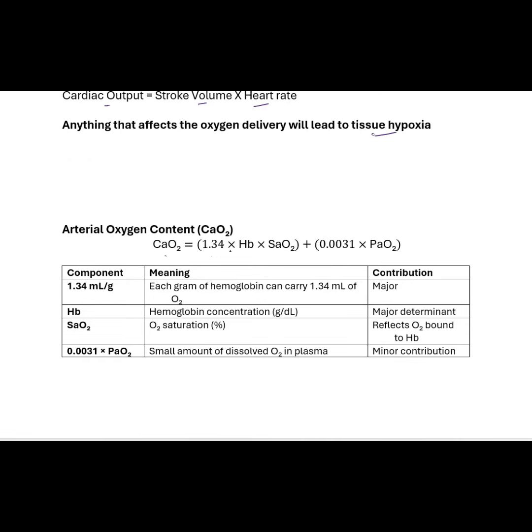So let's now look at the arterial oxygen content. Like I mentioned earlier, the arterial oxygen content is the combination of the oxygen in the plasma plus the oxygen on the hemoglobin. The oxygen on the hemoglobin is 1.34 multiplied by hemoglobin multiplied by your oxygen saturation. And in the plasma it is 0.0031 multiplied by the partial pressure of oxygen in the plasma. So where do we get 1.34 from? Each gram of hemoglobin can carry about 1.34 mL of oxygen.